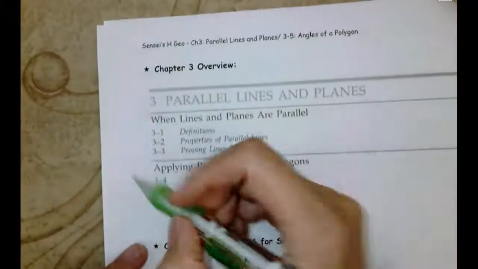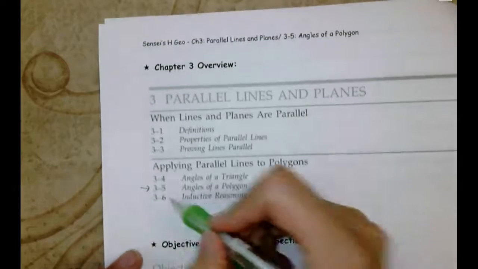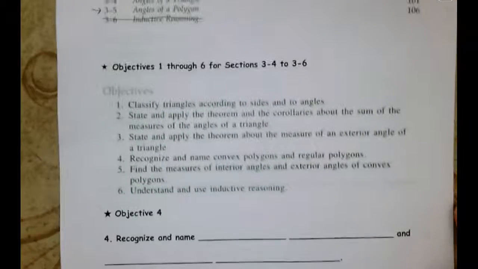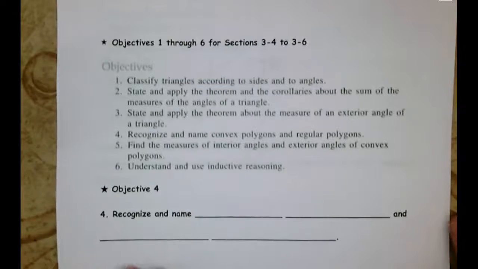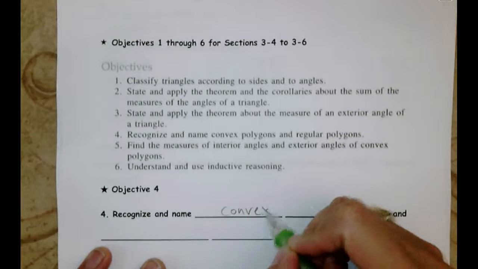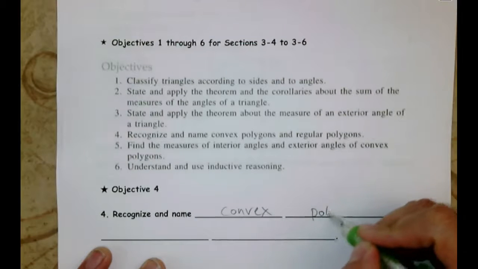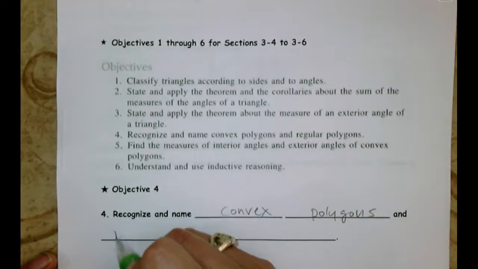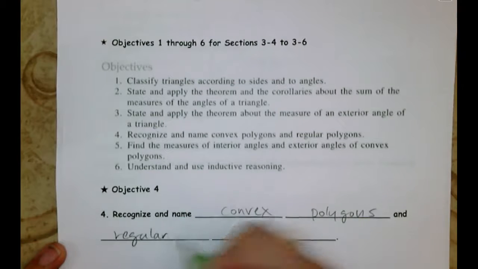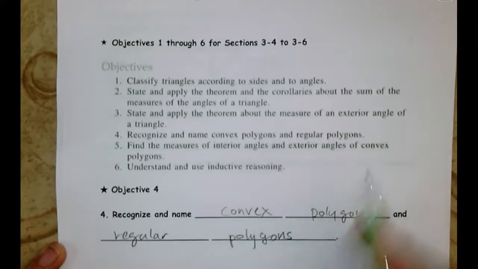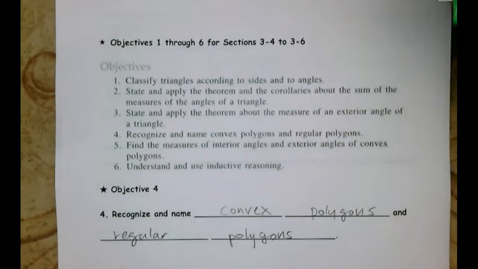Okay, so we are here, and this is the last section of this chapter. Here's objective 4. Recognize and name convex polygons and regular polygons. Recognize and name.